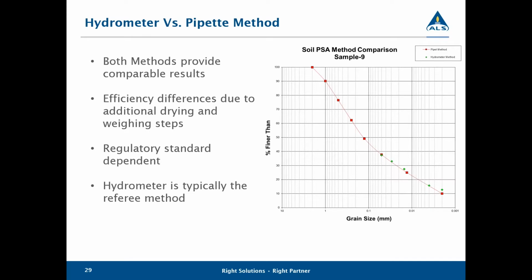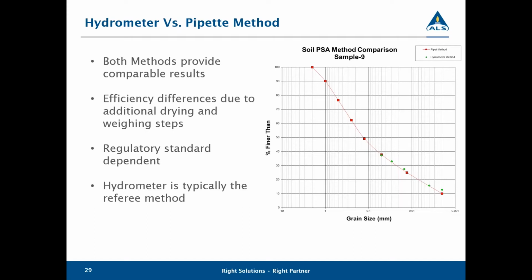So to compare the 2 methods, the hydrometer and pipette methods are both very comparable. This is an overlap of the 2 different types of methods, our pipette method as well as a hydrometer method, which give very comparable results. The big differences between the 2 are the efficiency and the actual analysis requirements. To do a hydrometer method, it's a lot easier and it's an immediate read.